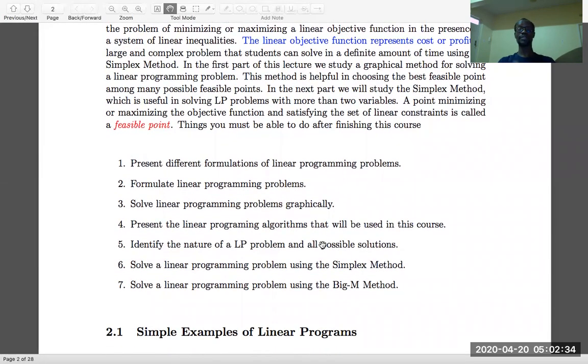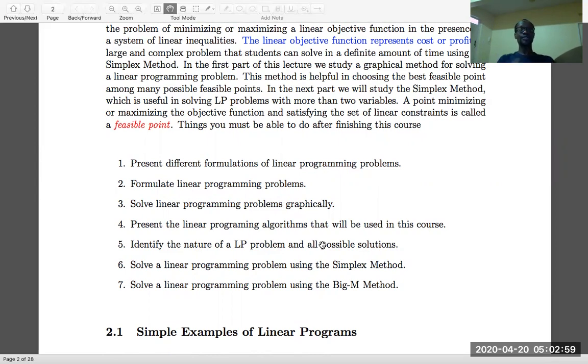In this course, you must understand a few things, and I listed them here for you to make sure that you remember. When you are going through the notes, make sure that you pay attention and understand these things. By the end of this course, you should be able to present different formulations of a linear programming problem. You should be able to formulate a linear programming problem from a worded problem. So we will give you a statement and you should be able to extract the linear programming problem in standard form and solve it.